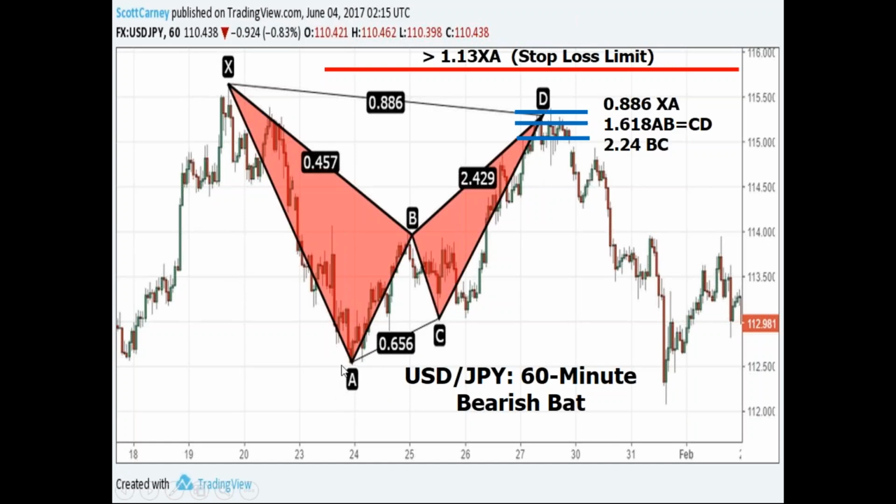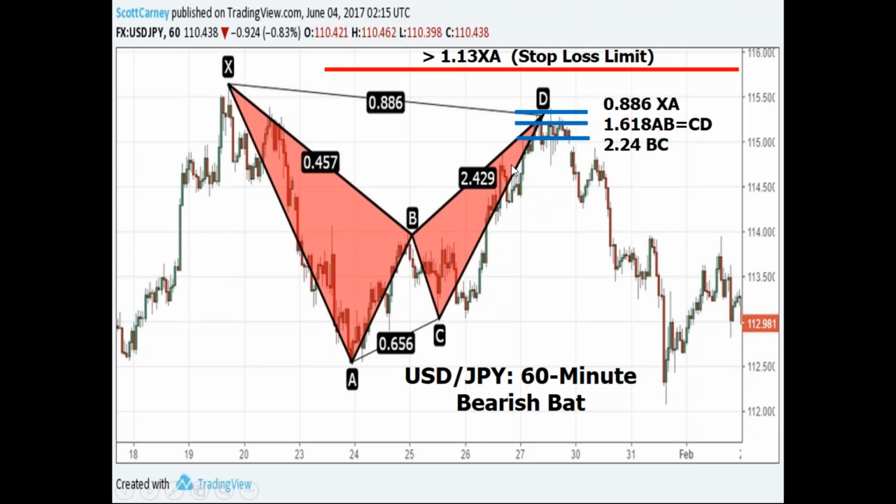So this distance from A to B times 1.618 puts you all the way up here around 115.30. Your 886, that was about 115.40. And then your other harmonic measure, that's a 224. Okay, that comes in a little bit lower. That defines three numbers, three harmonic measures that define the ideal range.